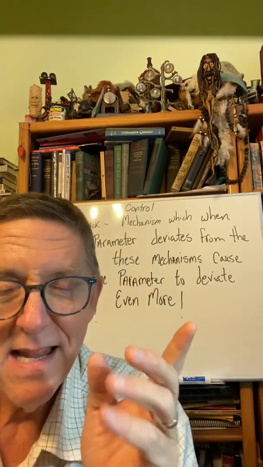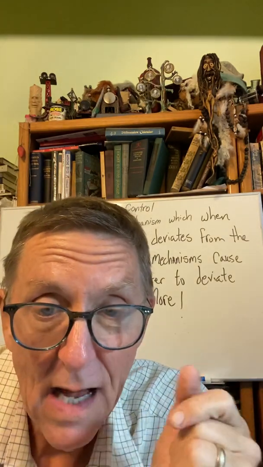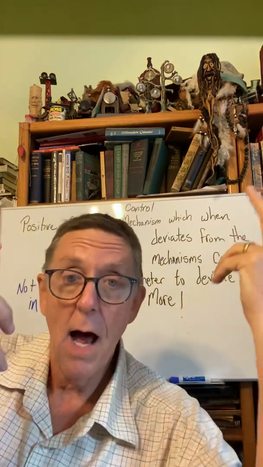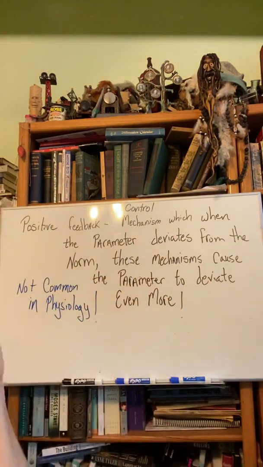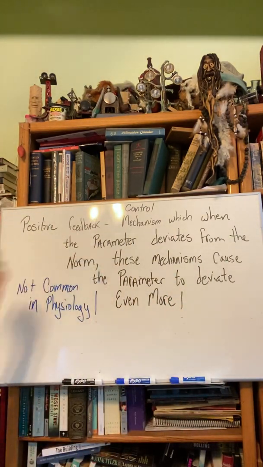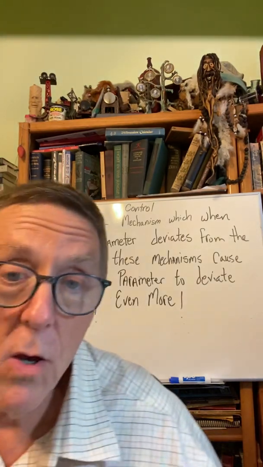So that doesn't happen that much. I mean, you got high blood pressure, you get it even higher? No, your body has homeostatic mechanisms that use negative feedback to control your blood pressure. But this is one instance where there are positive feedback mechanisms, and we said they're not common in physiology, but they do happen. Childbirth is the example we use for positive feedback.